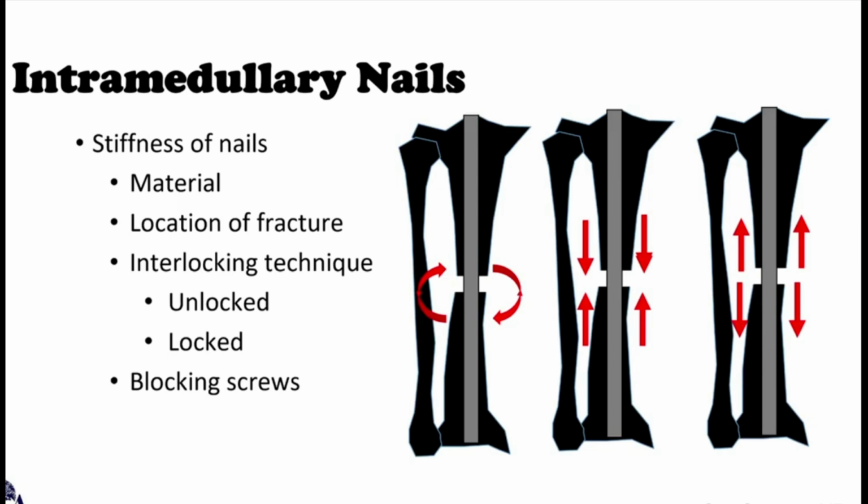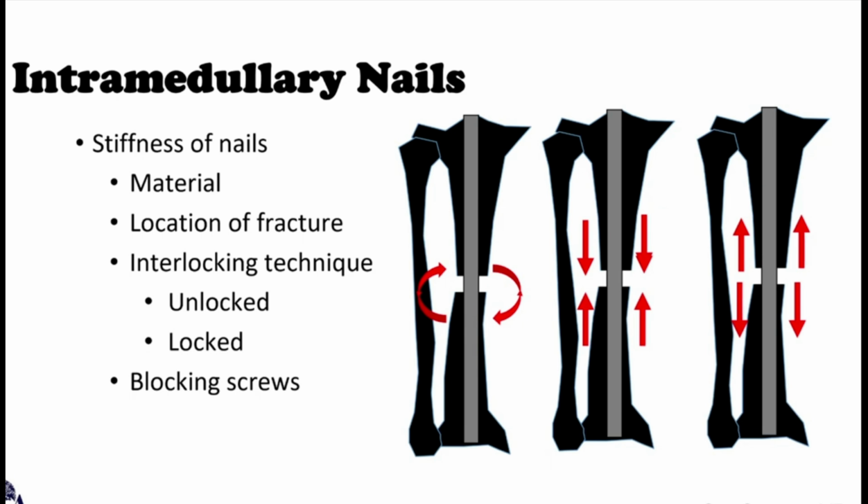Stiffness of a nail depends on its material properties. The fixation construct stiffness depends on the location of the fracture. There are other things we can do with intramedullary nails to affect the mechanics: interlocking screws. We can also sometimes do blocking screws, and we'll talk more about this in a different video on intramedullary nailing.